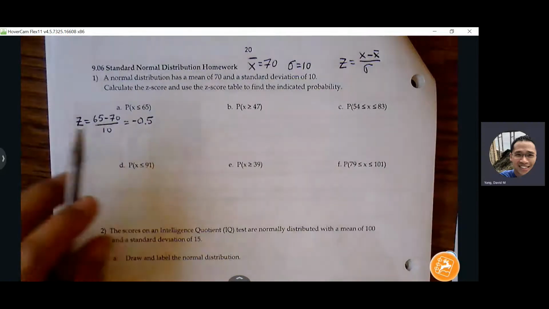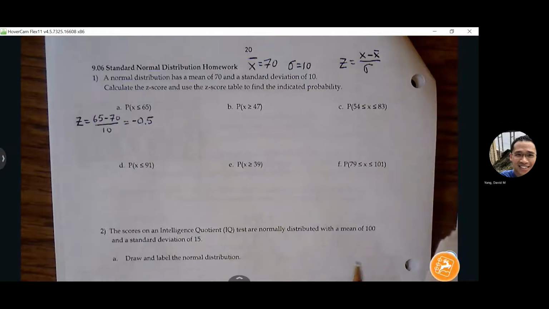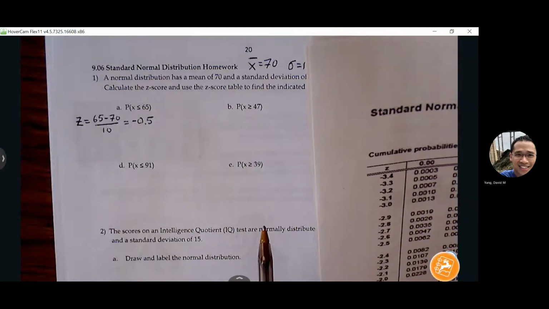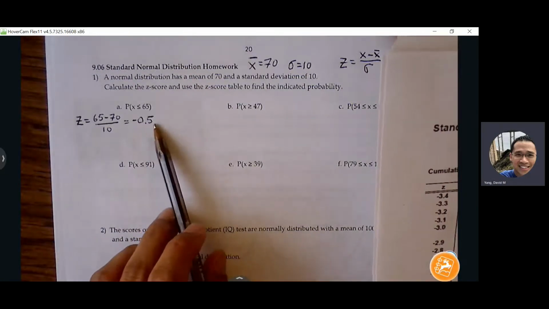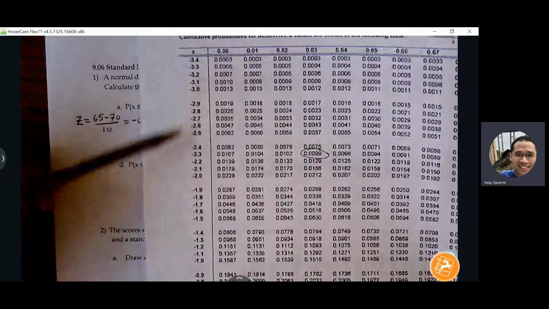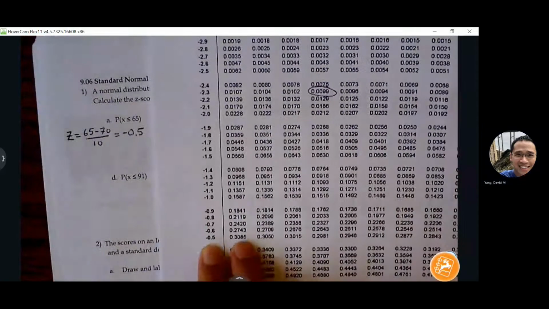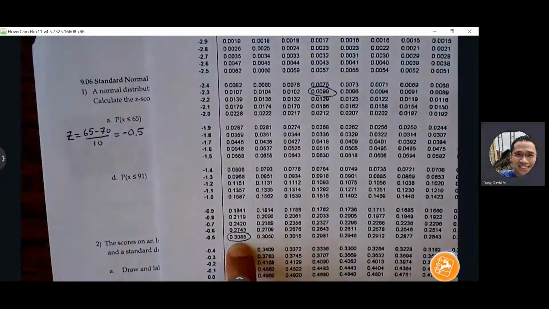Okay, as soon as you find your z value, you're going to go to your chart, go to your table. Okay, all we need to do is, I think that first column will get us there. There's no 100th place. We just have to go to negative 0.5. There it is, negative 0.5. Okay. 0.3085.